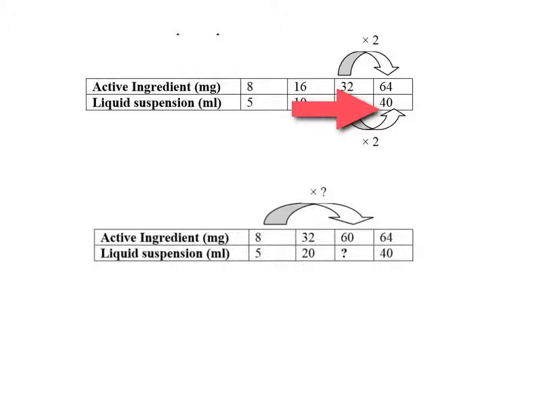So our calculation is going to be 60 divided by 8. That will tell me how many times bigger 60 is than 8. And 60 divided by 8 is 7.5. So 7.5 is how many lots of 8 milligrams I need, and I also need that many lots of 5 mil. So I want to take that 7.5, 60 divided by 8, multiply it by 5 to tell me how many milliliters of suspension I need.